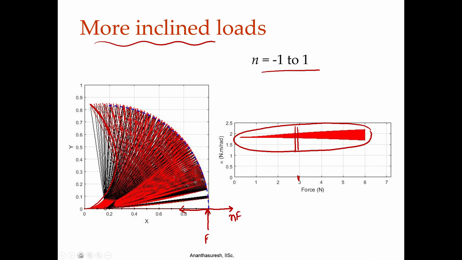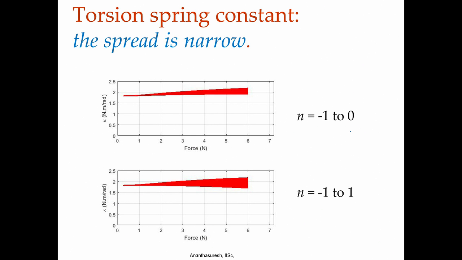So, it is deflecting like this, which means that there is compressive axial force and tensile transverse force which is deflecting it so much, and yet we see closeness to being constant. Okay. So, if we just see the spread again, when it is only compressive load, -1 to 0, versus -1 to 1, the spread is increasing, but it is narrow enough to be approximated as a constant kappa. So, kappa being constant is the main message here.